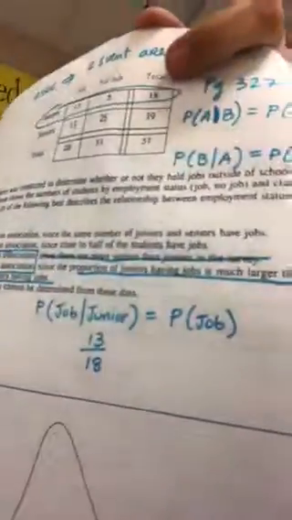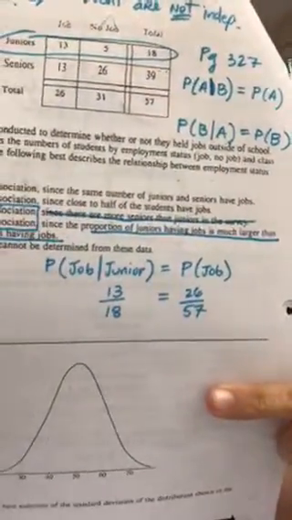so we're only going to talk about this one column here, given that you're a junior, so that's really only 18. So given that you're a junior, 13 of those have jobs. Now the probability of having a job is 26 students out of 57 have jobs. So to do the math, we just cross multiply and see if the two equal each other. So 13 times 57, 18 times 26.